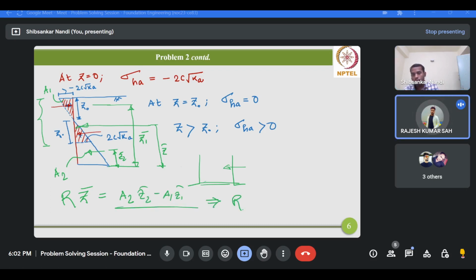What is the height of Z1 bar? Z1 bar, I have just described, this is the CG of this triangle with respect to the base. Now what is the location of the CG for a triangle? One third of the triangle. Suppose this is the triangle and this is the height. The CG will lie at a height of h by 3, but from which side? From the base, or from the apex?